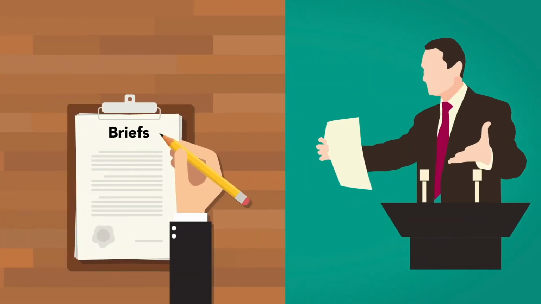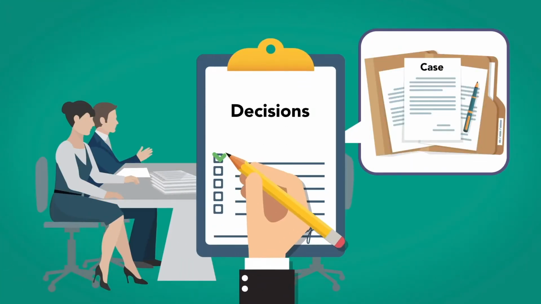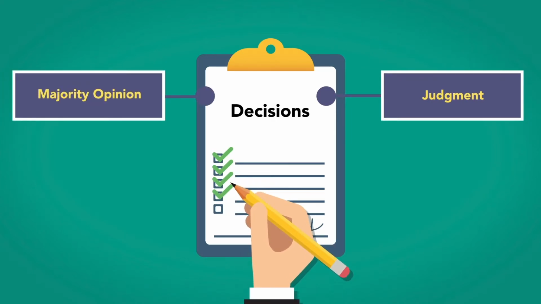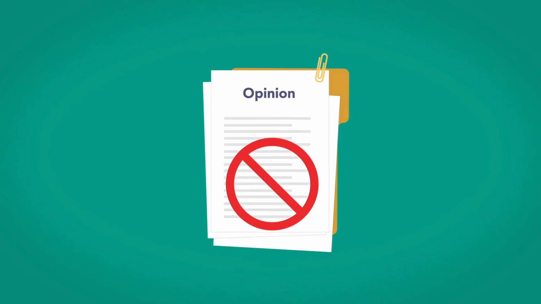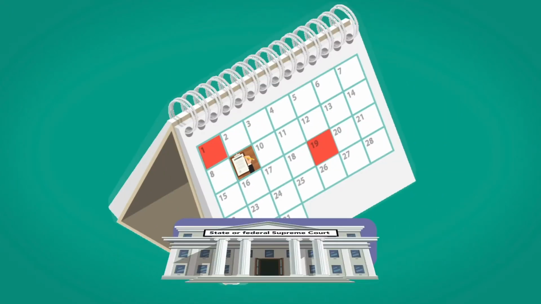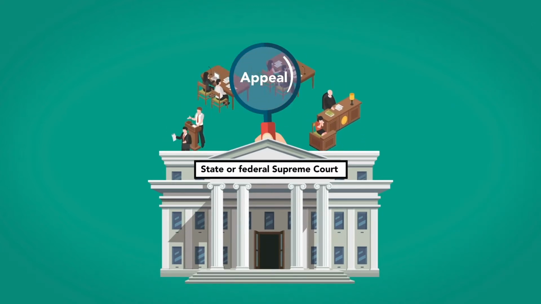Appellate court decision. After the briefs and oral arguments, the judges usually conference to talk about the case. Then they make their decisions. One judge is assigned to write the judgment and the majority opinion, if there is one. Not all appellate decisions are accompanied by an opinion. The appellate court's judgment is final when it's entered on the docket. That decision may itself be appealed to the state or federal Supreme Court as applicable.